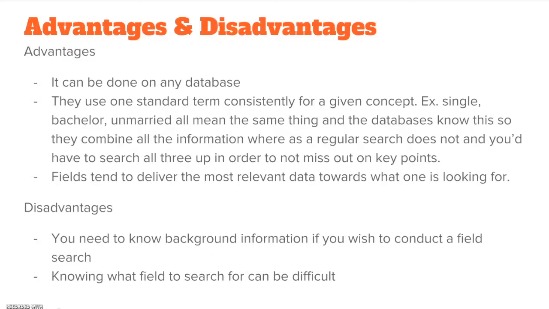The first ones are advantages. Some of them are, it can be done on any database. So whether you're looking at the Toronto Public Library, Newmarket Library, or even the Aurora Library. Another one can be they use one standard term consistently for a given concept. For example, if you're searching up something along the lines of single, bachelor, unmarried, which all mean the same thing, databases know that they all mean the same thing, so they combine all the information from these three different terms.